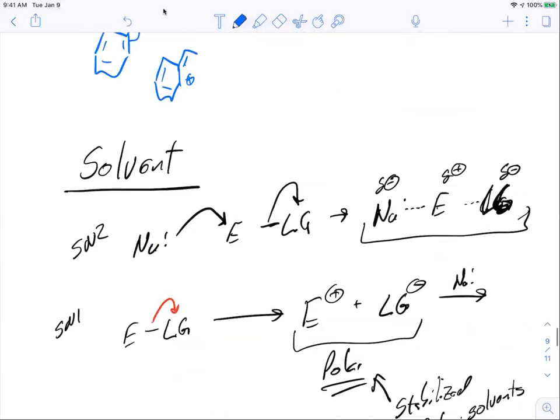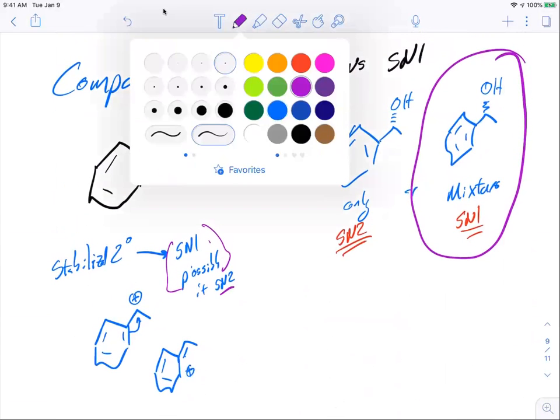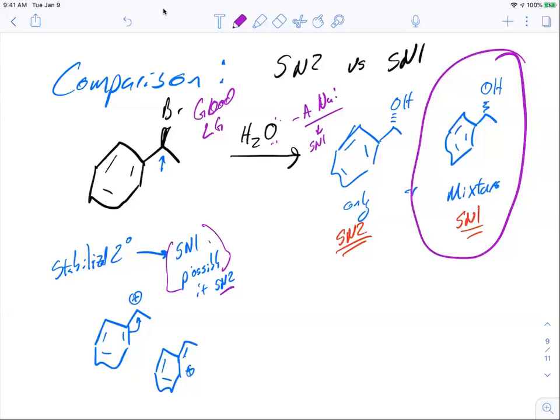So if we go back up here to our reaction, one of the things we didn't have, because I hadn't covered it yet, is what is my solvent? Well, the only thing shown is water, and water is a polar protic. That favors SN1.